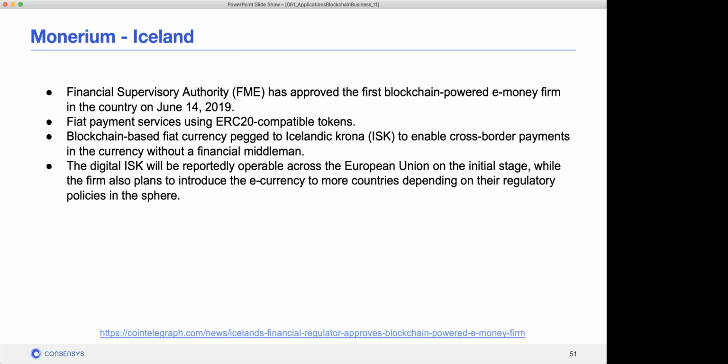Another stablecoin-like example is that the Icelandic government have decided to release a blockchain-based Icelandic krona to allow for cross-border payments without financial middlemen. And so the digital Icelandic krona is supposed to be launched across the EU in an initial stage.